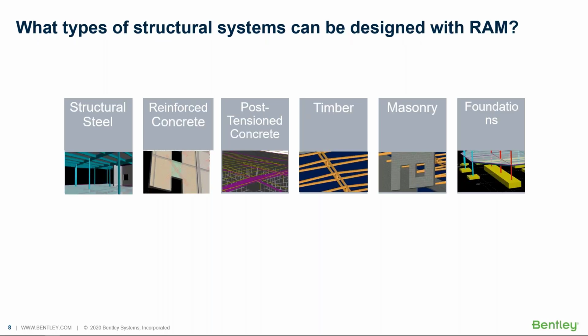So what type of structural systems? Structural steel, reinforced concrete, post-tension concrete, timber, masonry, and foundations. Timber and masonry, you can also do in RAM brand of products, in RAM Structural System as well as RAM Elements.